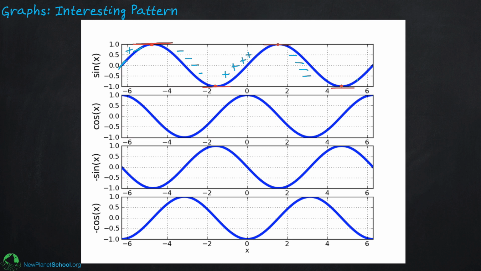Now here's what's really interesting. Take a look at this. If the slope here is 1, what if I plot that? Well, here's 1. Here the slope is 0. What if I plot that?